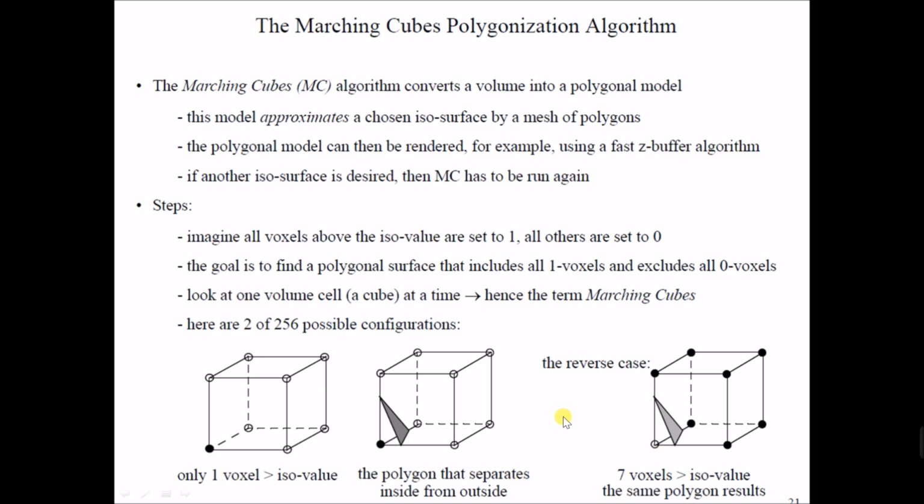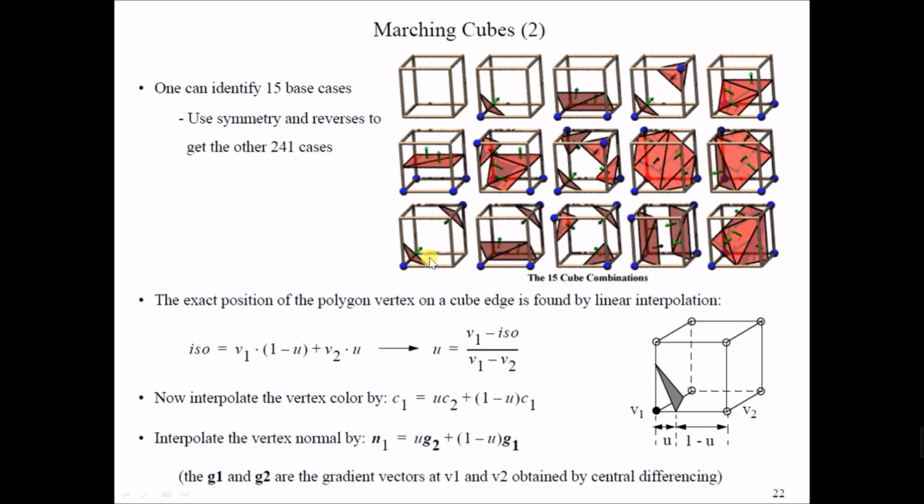If you think about it, there really are 256 possible configurations. Each sample could be turned on or turned off, each value could be below the ISO value or equal or above. So there are 2 to the power of 8, or 256, cases. It turns out that of these 256 possible configurations, there are really only 15 base cases.